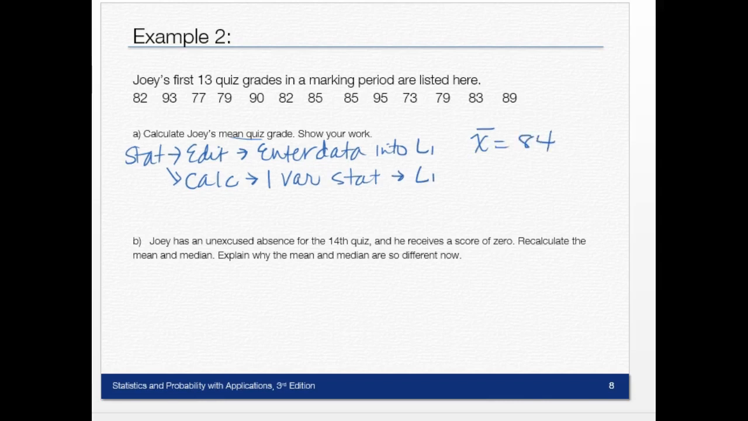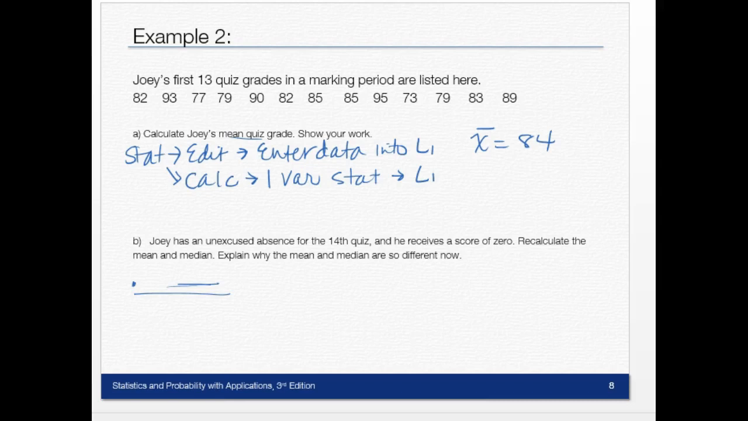All right. So B, Joey has an unexcused absence for the 14th quiz, and he receives a score of 0. Recalculate the mean and the median and explain why the mean and the median are so different now. So notice that 0 would be a major outlier. And so if all of our data is like over here, 0 is way down here. So our mean and our median were pretty close. The median was an 83 and the mean was an 84.